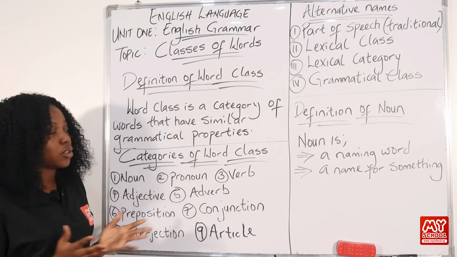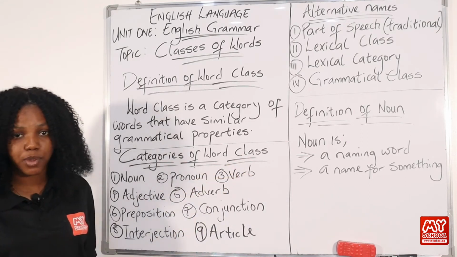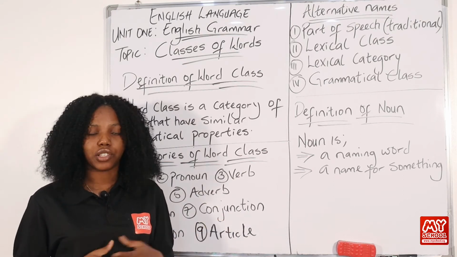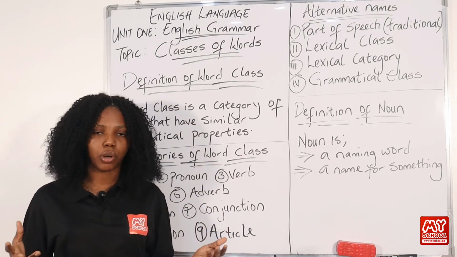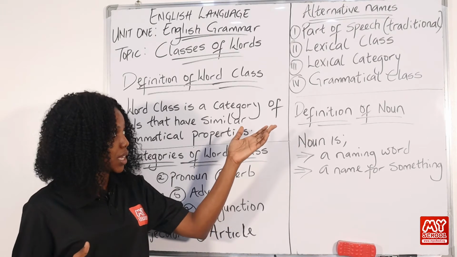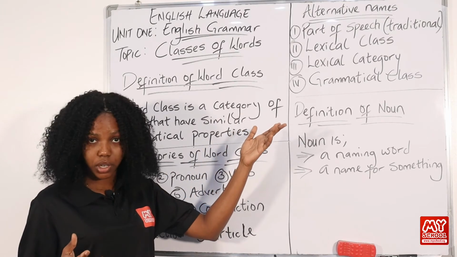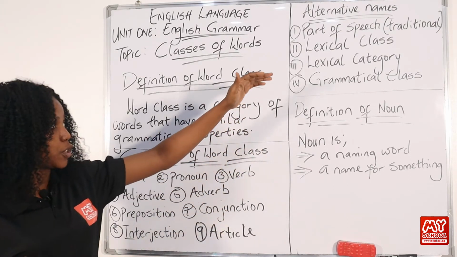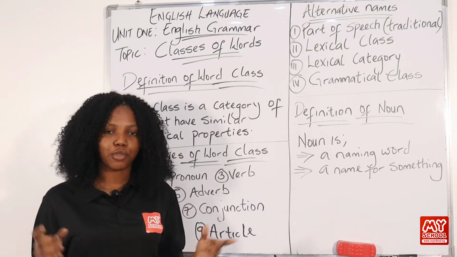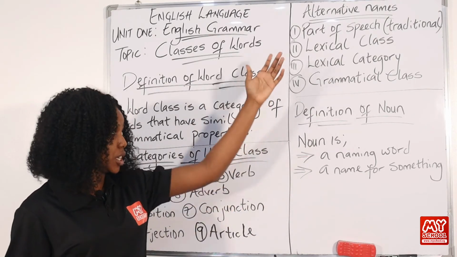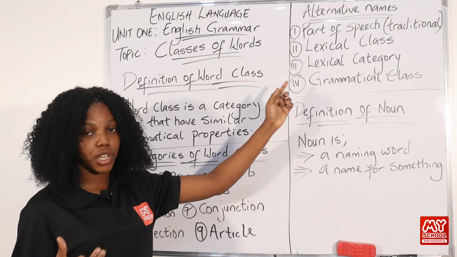Now let's move to the third objective, which is alternative names for word class. Word class is referred to by modern grammarians as lexical class, lexical category. And I've explained part of speech being a term used by traditional grammarians. So these are alternative words for the term word class.